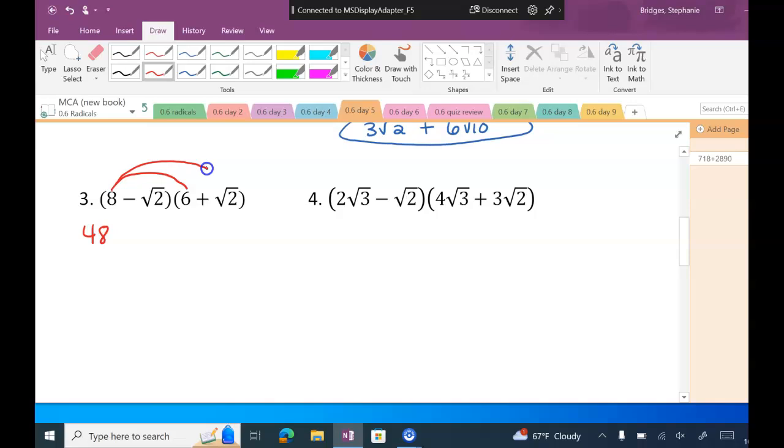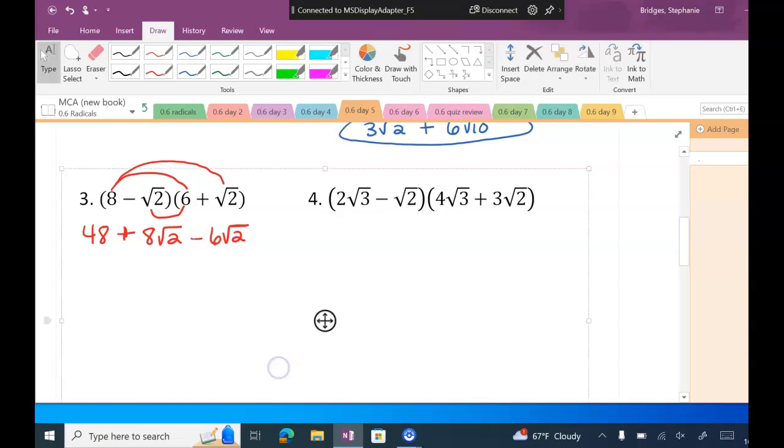Then I'm going to multiply 8 times a positive square root of 2, which is going to give me a positive 8 square roots of 2. 8's not under the radical, the 2 is, so we cannot multiply for 16. I'm going to just leave it as 8 times the square root of 2. Then we're going to do a negative square root of 2 times 6, which gives me a negative 6 square roots of 2. And then I'm going to multiply a negative square root of 2 times a positive square root of 2, which is going to give me a negative square root of 4.